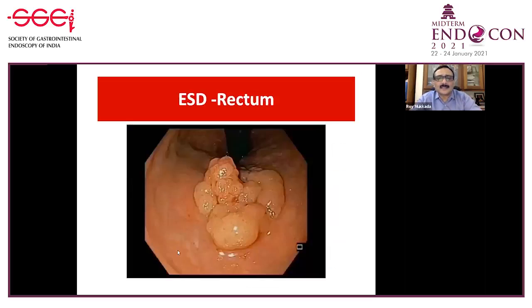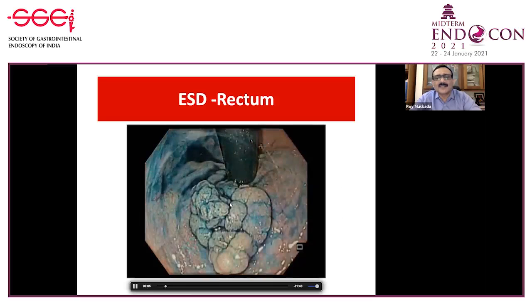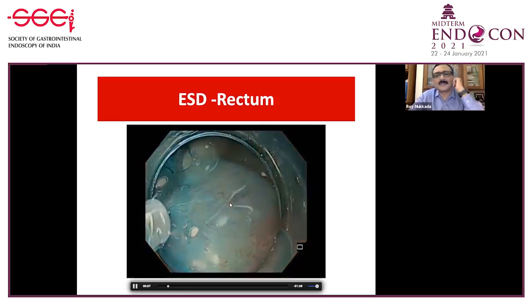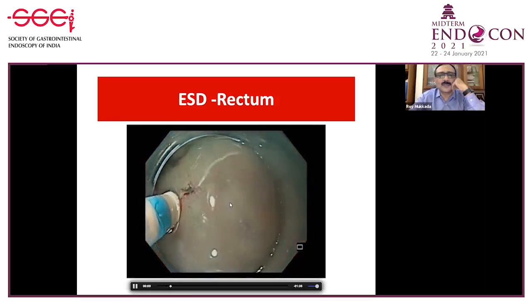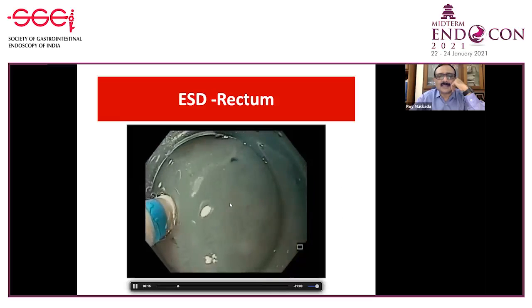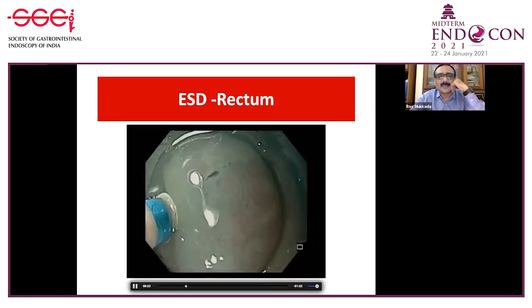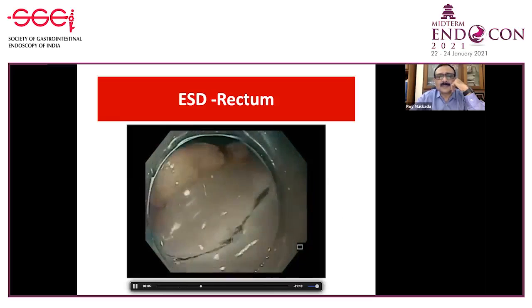This is a standard video of ESD of a rectum. You first see the type of lesion by NBI or chromoendoscopy, and then you inject the submucosal plane and then dissect it. As in the margins, you can see the markers, and when you dissect it, just run the video, you can see the dissection.